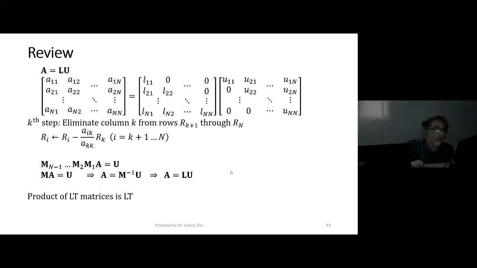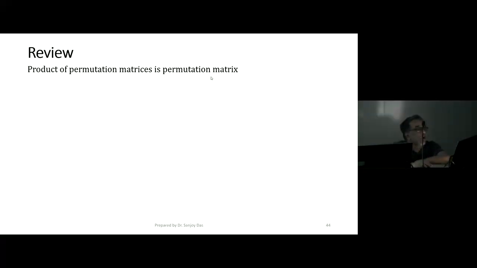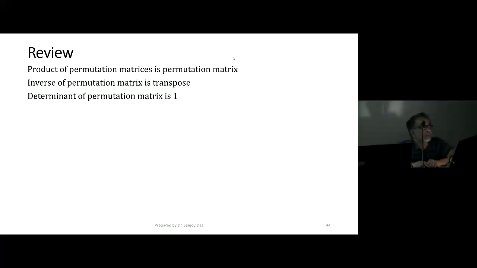And the product of lower triangular matrices is lower triangular. These are all lower triangular matrices. The inverse of a lower triangular matrix is lower triangular. These are things that you should remember. Then, the product of permutation matrices is a permutation matrix. The inverse of a permutation matrix is its transpose, which is also a permutation matrix. The determinant of a permutation matrix is unity.